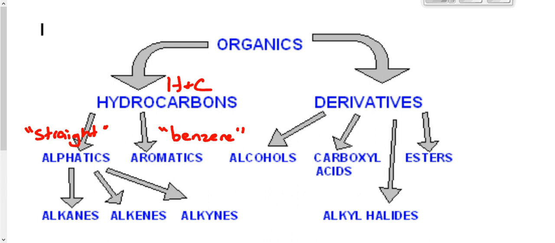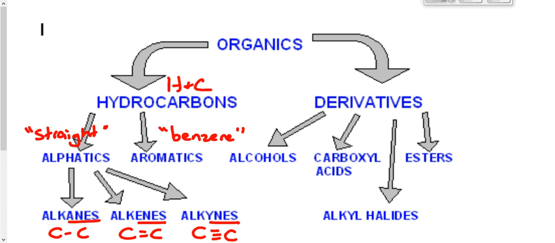The aliphatics were alkanes that ended in -ane and meant all the bonds were single bonds. The alkenes ended in -ene and we had at least one double bond, and alkynes end in -yne, and in an alkyne we have a triple bond.